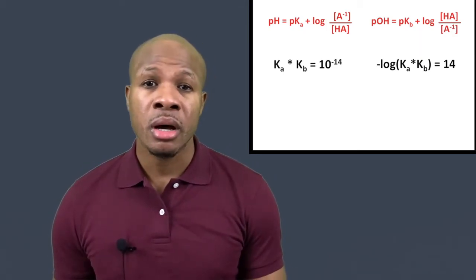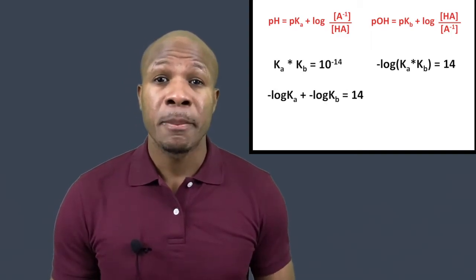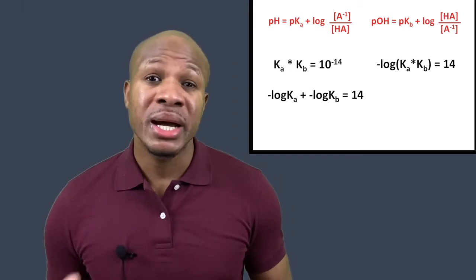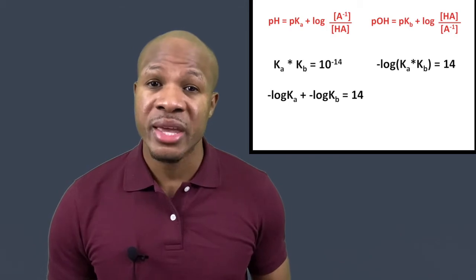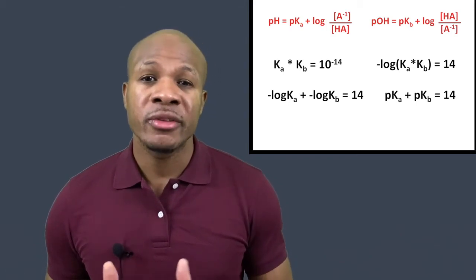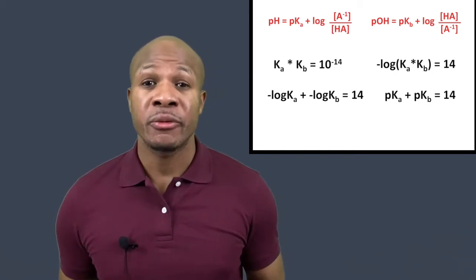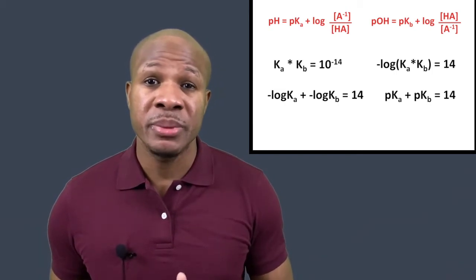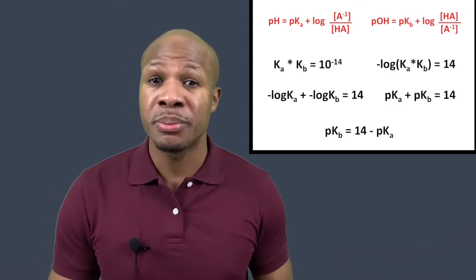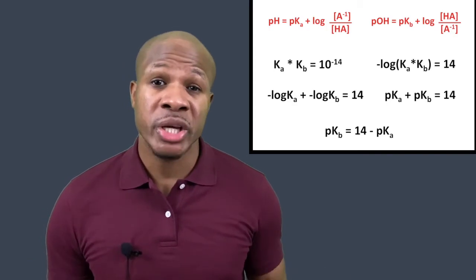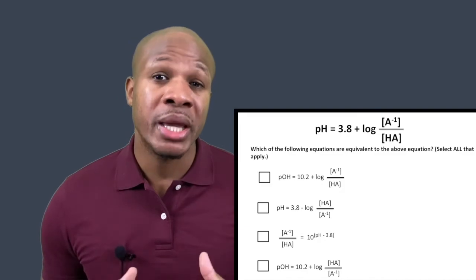Okay, so minus the log of Ka times Kb is equal to minus the log of Ka plus minus the log of Kb. And minus the log of Ka is equal to the pKa, and minus the log of Kb is equal to the pKb. So we have the relationship that the pKa plus the pKb is equal to 14. So that relationship is set. The pKa and the pKb should add up to 14, which means that the pKb is equal to 14 minus the pKa. So now once we know that these two equations are equivalent and we know the relationship between the pKa and the pKb, we can confidently pick out the right answers.